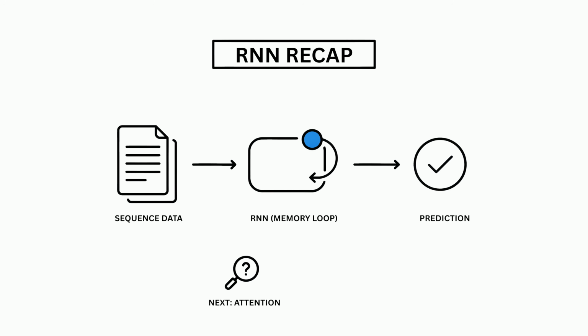In the next video, we'll break down the attention mechanism, the idea that let networks stop relying on a single fading memory and instead look back directly at any earlier point in the sequence.